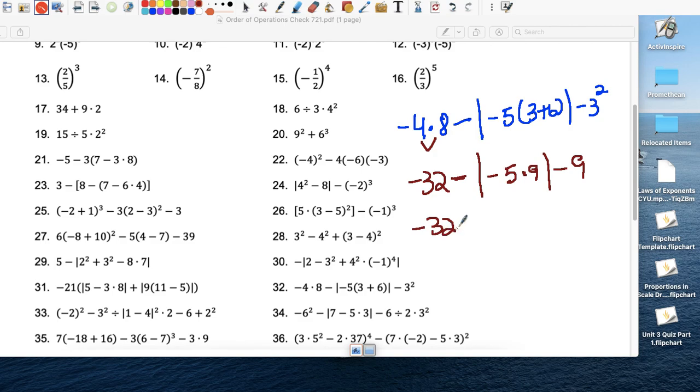Negative 32 minus, well, what's negative 5 times 9? Negative 5 times 9 is negative 45. Take the absolute value of negative 45, you get just 45. And then minus 9. So now it becomes a simple subtraction problem. Negative 32 minus 45 is negative 77, minus 9 is negative 86.